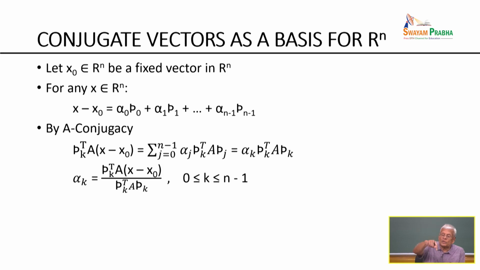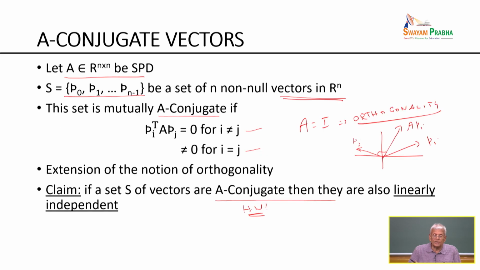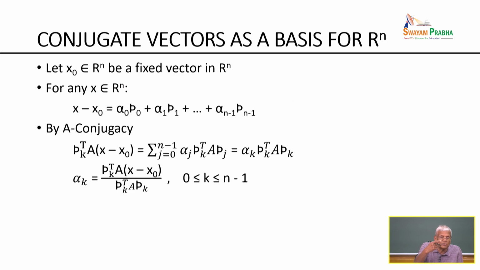So, if the conjugate vectors are linearly independent in Rn, please understand I have a set of n conjugate vectors. Conjugacy is always with respect to an SPD matrix. If they are linearly independent, they form a basis of Rn. So for Rn I now have two bases. One is the standard basis e1, e2, en. Now I have a new basis p0, p1, p2, pn minus 1. So I am going to change the basis, a transformation of basis in a linear space.